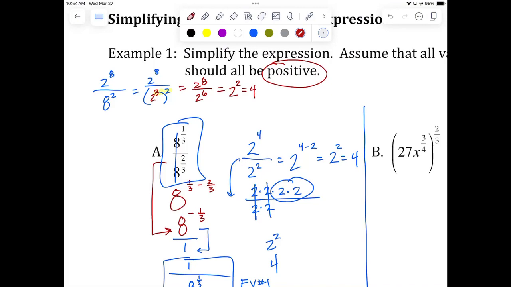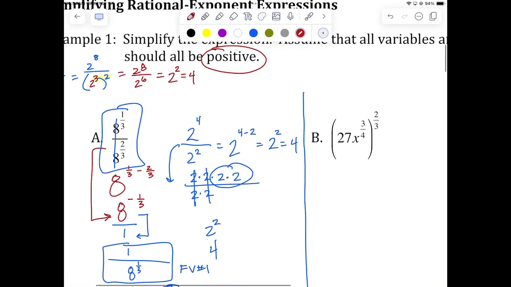Yeah. So there is hope when the bases aren't the same, but not always. If that were 2 to the 8th over 9 squared, we really couldn't do anything. Okay, because you can't write 9 as a power of 2.